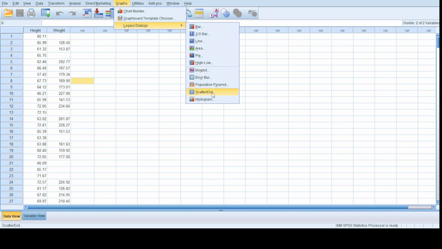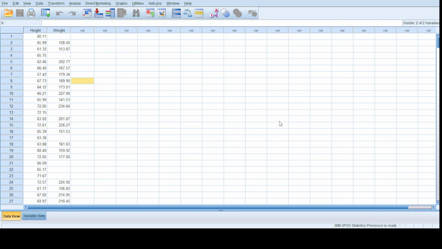But our destination here is what? Scatter and what? And dot. Then you click scatter and dots. And when we have scatter dot as a title here, we have different versions of the scatter dot. We have the simple scatter, the overlay scatter, the matrix scatter, the 3D scatter, and the simple dot.